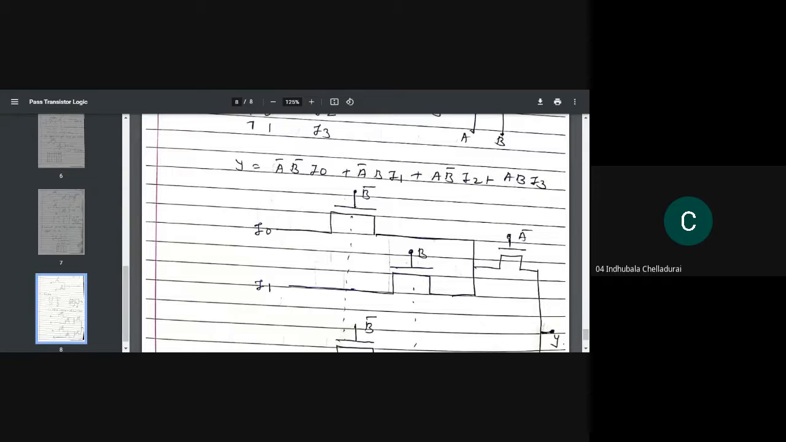Write the answers to those, in the same pattern. I think 22 questions are there for the objective and 5 6 questions are there for the descriptive. Okay, these are important for your class test. Any doubt in pass transistor logic?